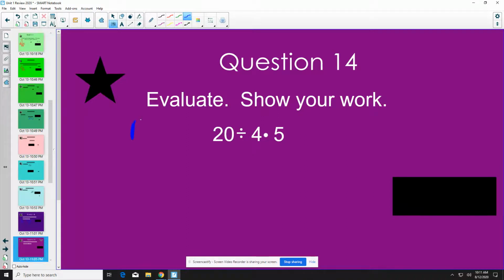All right, so I don't have parentheses, I don't have exponents. I do have multiplication and division, so I go left to right. It doesn't mean I multiply then I divide. I always go left to right. So if I go left to right, I'm doing 20 divided by 4 first, which is 5. 5 times 5 is 25. See if you got 25.